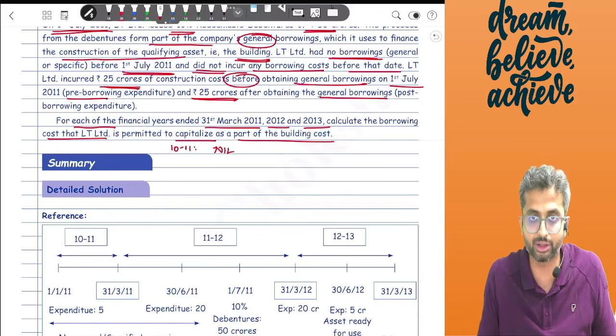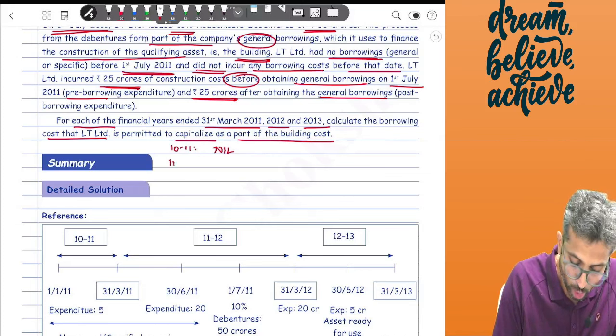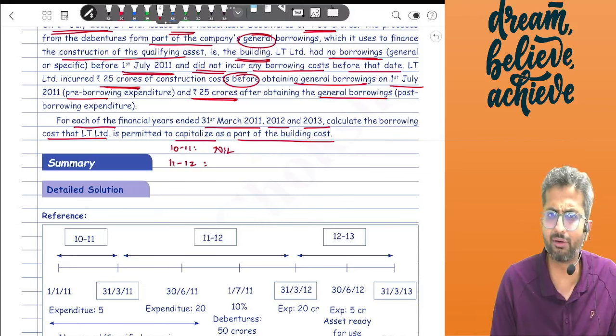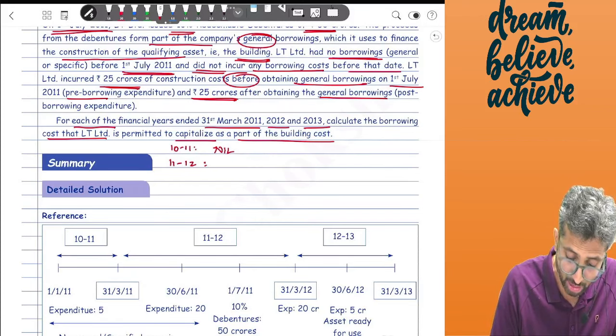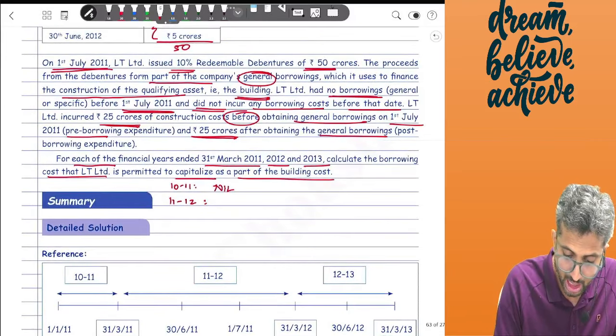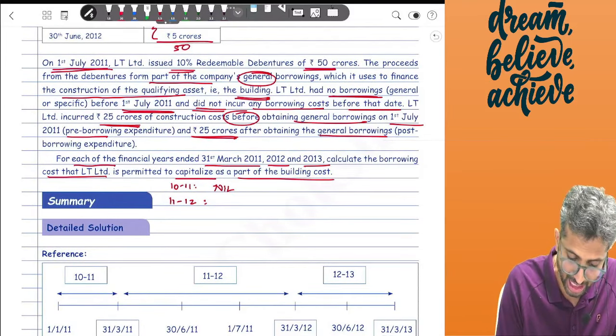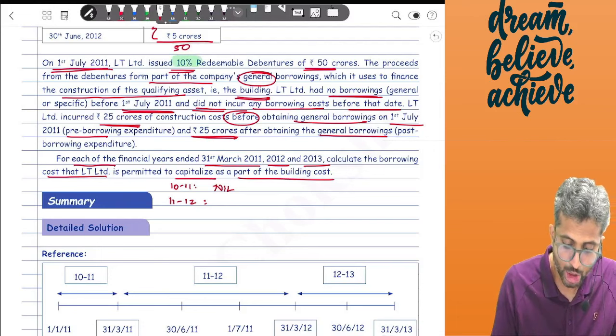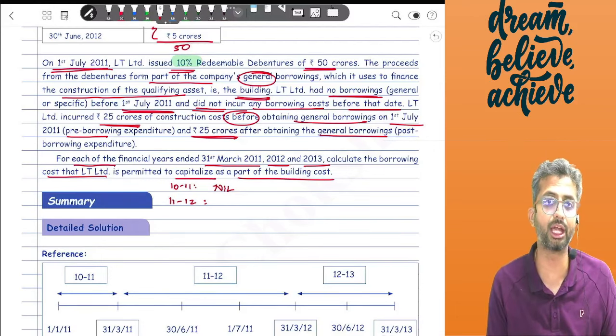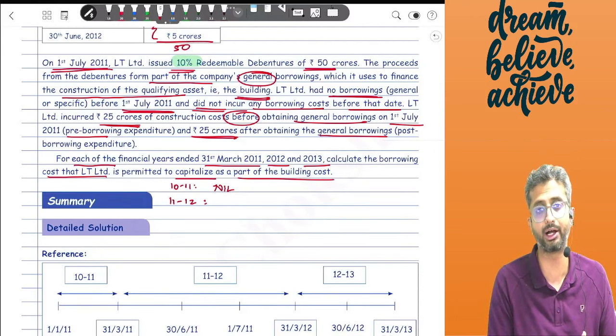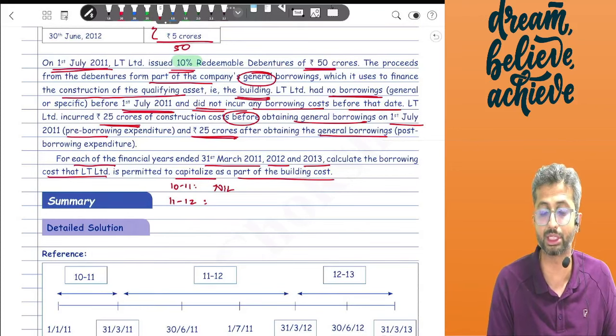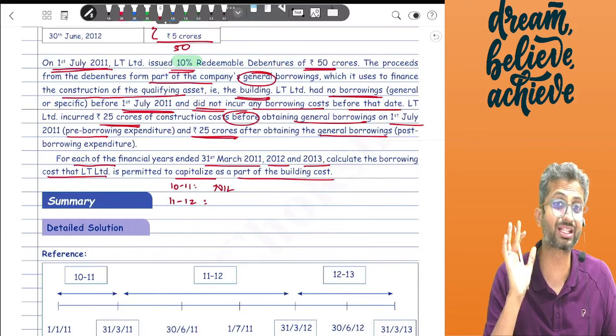no actual interest. However, when you go to the year 11-12, in the year 11-12, there is no specific borrowing, but there is a general borrowing, there is a single general borrowing, and hence the weighted average borrowing rate is the same rate as that of the borrowing, which is 10%. So ideally 10% should be attributable to this borrowing. WABR is 10%. Now we look at the expenditure incurred.